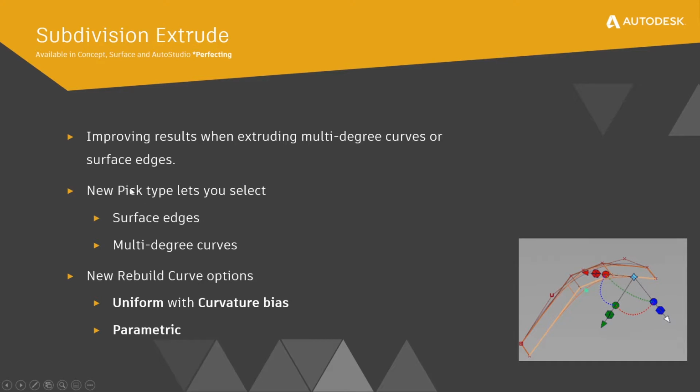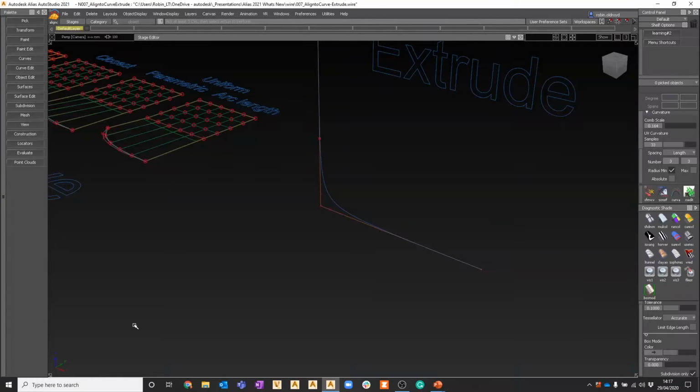We also have a new option in pick type. So we can choose whether we've got surface edges or multi-degree curves, and whether we're building off surface edges or curves when we're working. And we've also added an option for uniform with curvature bias in and parametric. So let's have a look at that.